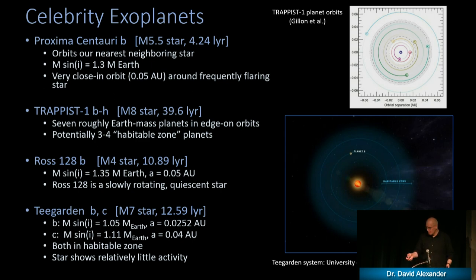This is what we're looking for, particularly Proxima, because if you can go at 20% of the speed of light, you can get to Proxima. If you can go at 10% of the speed of light, you can get to Proxima in 40 years. You send a spacecraft out, and 40 years later, then 4 years after that, you get the signal back telling you that they're having tea with the aliens on Proxima Centauri b.